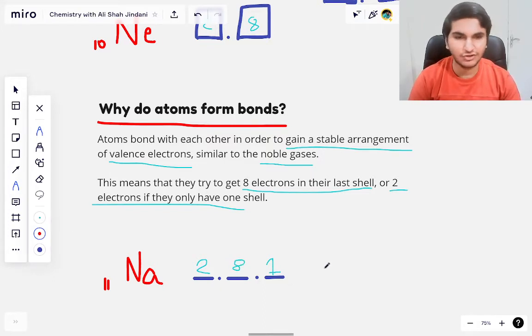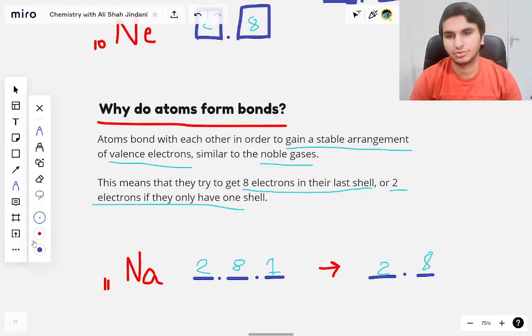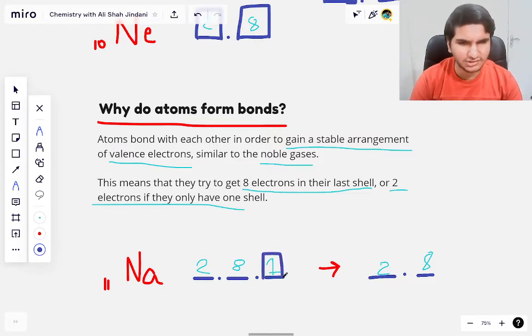Now, if we want to make this sodium stable, what you are going to do is make it 2, 8. So what did we do here? We basically removed 1 electron from sodium. This is a concept that you will get familiar with as we proceed along this video. As we learn more and more, you are going to get more and more comfortable with this.